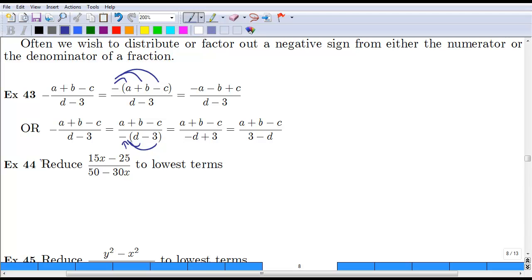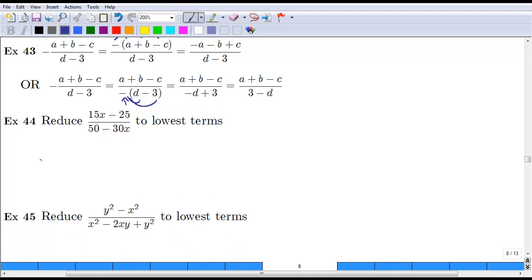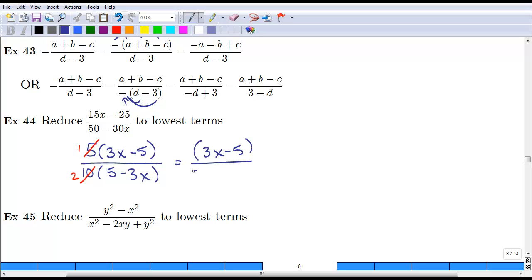So let's try a few examples. Example 44. We want to reduce this to lowest terms. First thing we need to do is factor the numerator and denominator. If you look at the numerator, in common they have a 5 and you are left with a 3x minus 5. In the denominator they have in common a 10 and you are left with a 5 minus 3x. Now the 5 and the 10 will simplify to be 1/2. So you're left with a 3x minus 5 over 2 times 5 minus 3x.